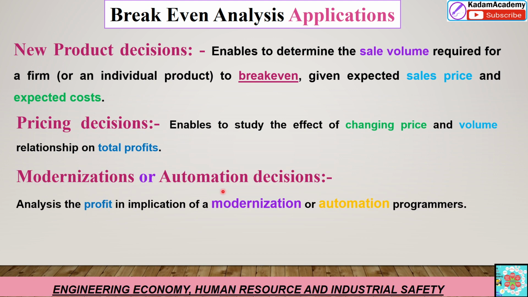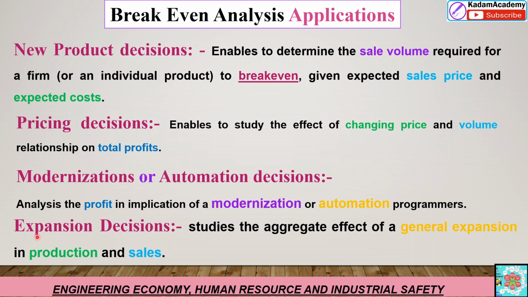The modernization or automation decision can also be taken from this analysis of profit implication. Modernization and automation programs we can start. Expansion decisions also we can take, to study the aggregate effect of the general expansion in production and sales.